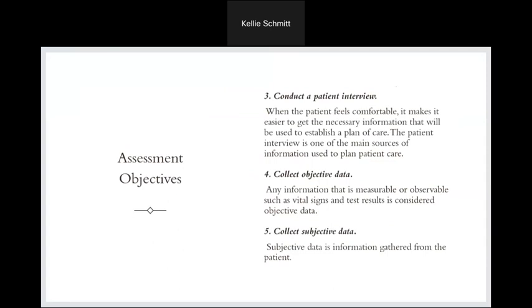We need to conduct an interview, and when a patient feels comfortable, it makes it easier to get information. The patient interview is one of the main sources of information used to plan patient care. It's really important to lean in when someone's talking. It's important for eye contact, if culturally acceptable. It's important to not interrupt and to listen.